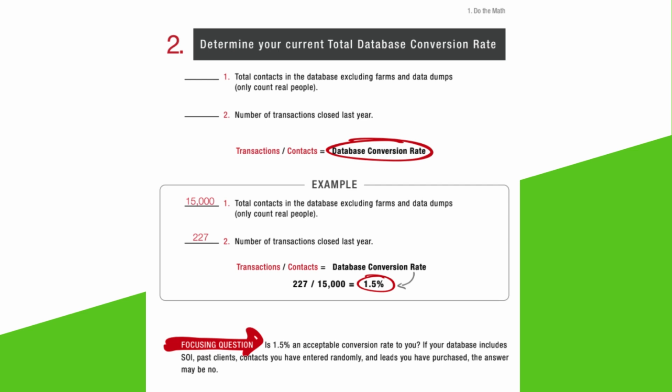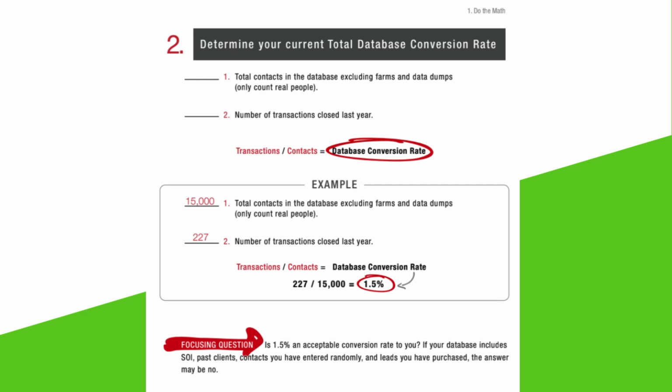Next, determine the current total database conversion ratio. So total contacts in the database, if you're able to parse it out, minus farms and data dumps. If not, use the total for right now. You can peel the onion later. Okay, total contacts, the total number of transactions you closed last year, right? This is really simple, intuitive math.